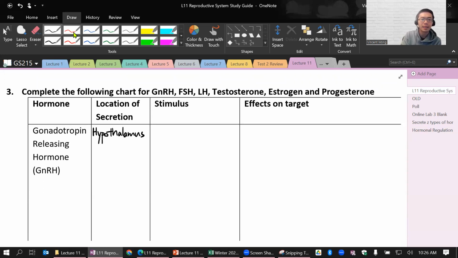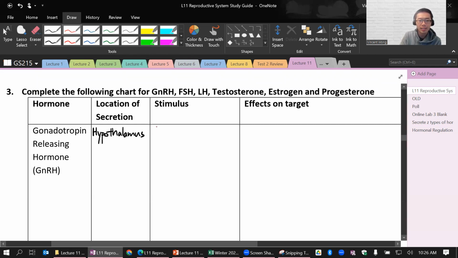Stimulus. Now that's different for men and female. For female, the stimulus for GnRH is actually a decrease in progesterone, right? Because progesterone suppresses GnRH during the luteal phase. So if you decrease the progesterone, then GnRH will be released. Or it could be an increase in estrogen. That's going to increase GnRH through positive feedback, right?